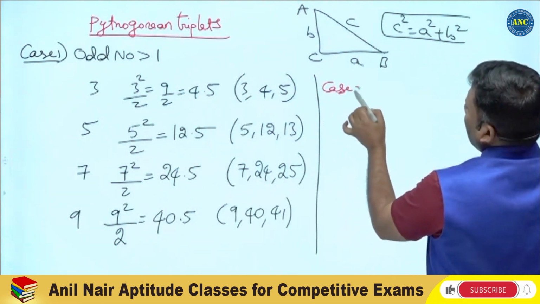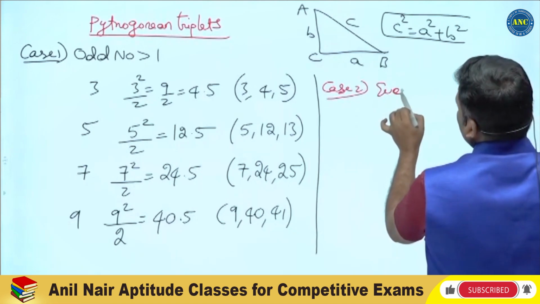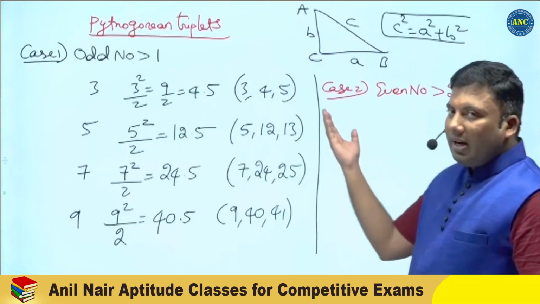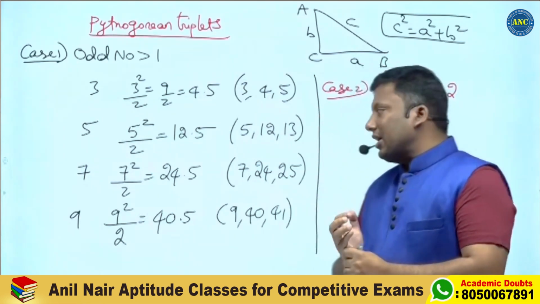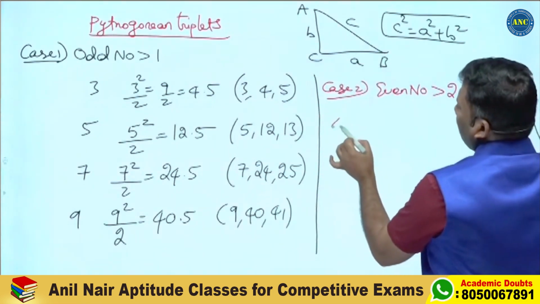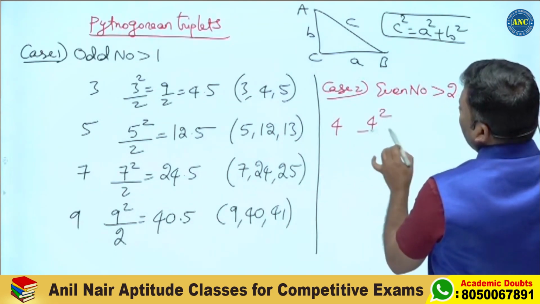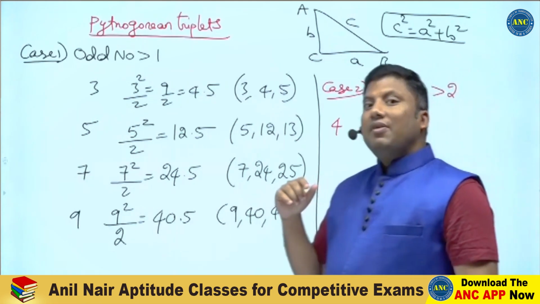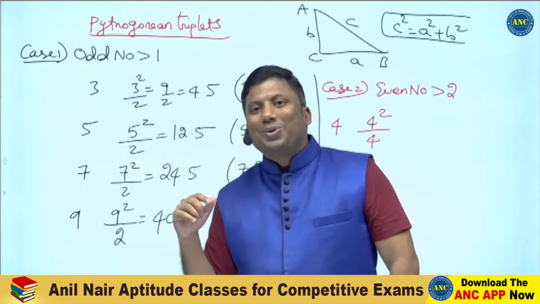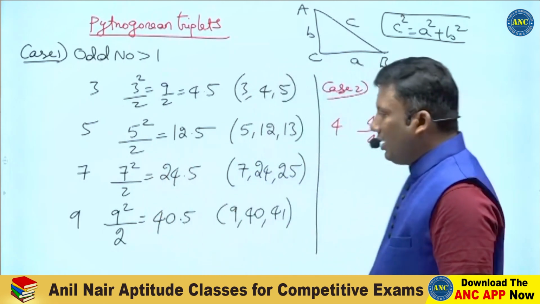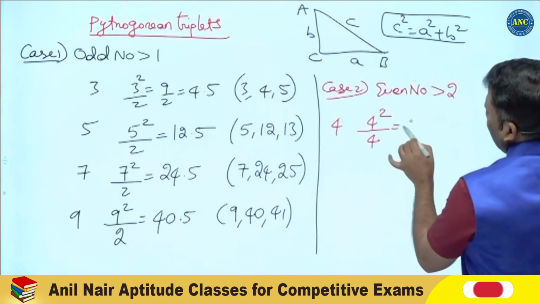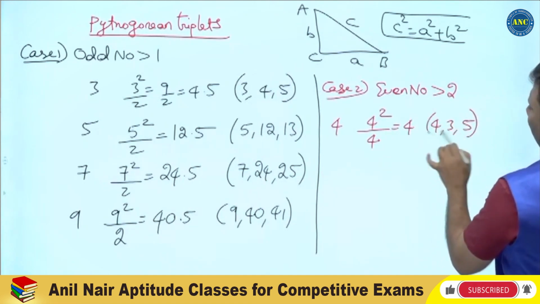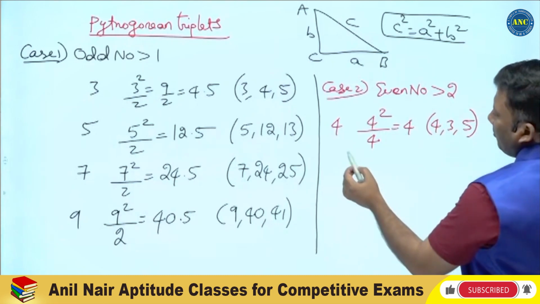What if it is an even number greater than 2? Odd number greater than 1 I took; now, even number greater than 2. Suppose it is 4, square it and divide by 4. Sir, why are we dividing by 4? It is an even number, and an even number is of the form 2k. 2k whole square is 4 into something. That is the reason I am dividing. 16 by 4 is 4. Subtract 1 and add 1: 4, 3, 5.